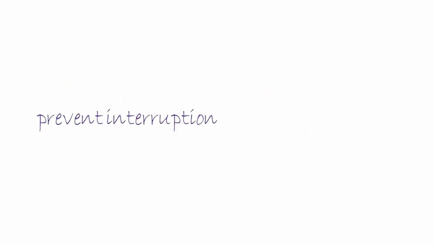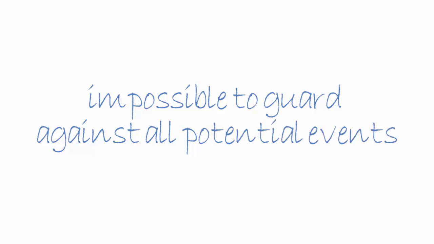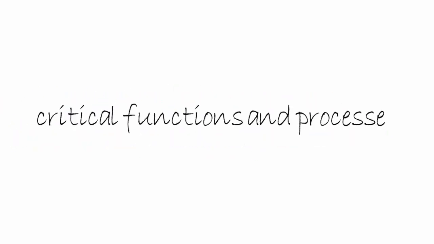The objective is to prevent interruption of critical functions and to return to normal functioning as soon as possible. It is impossible to envisage and guard against all the potential events that could interrupt business as usual. So the key to effective planning is to consider the loss or non-availability of key resources, no matter what the cause. So first of all, the critical functions and processes necessary to keep the business running need to be identified.